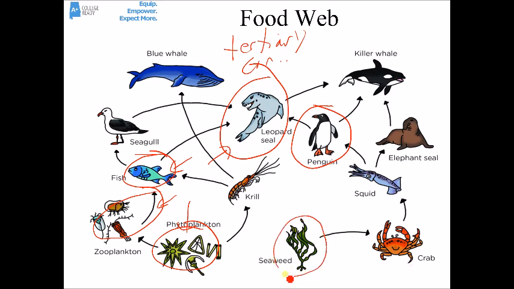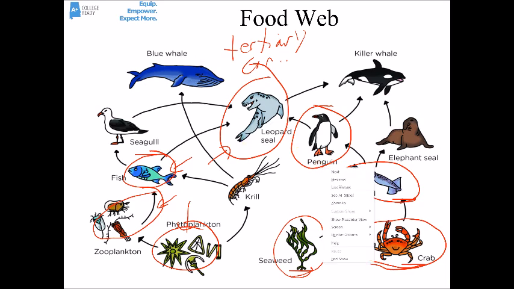So the seaweed is the producer. The crab is the primary consumer. The squid is the secondary consumer. The penguin is the tertiary consumer. That would make, in this food chain, the leopard seal the quaternary consumer. So the leopard seal is eating things from completely different food chains.